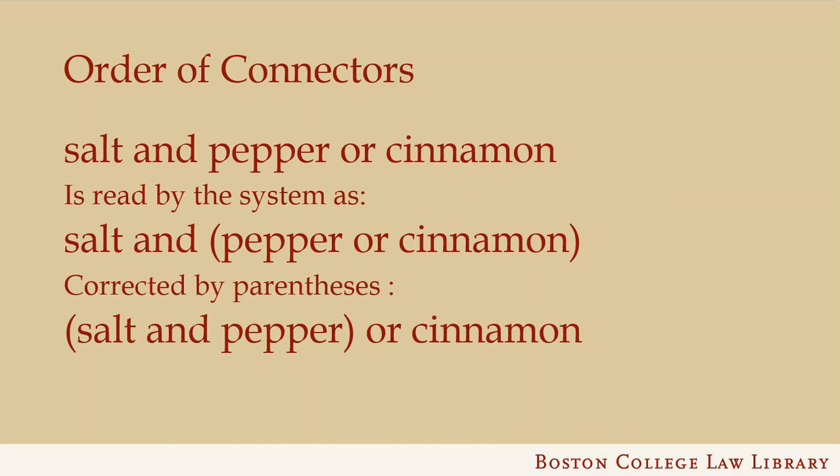So in my example, salt and pepper or cinnamon, the computer, not knowing what these words mean, assumes pepper or cinnamon are alternatives and processes that connector first, requiring one or the other to be in the same document as the word salt. By putting parentheses around salt and pepper, we tell the computer we want this operation performed first, and we want any documents that have either both the word salt and the word pepper, or any document that contains the word cinnamon.